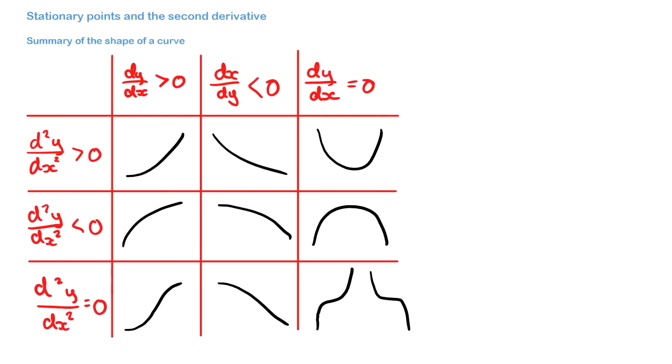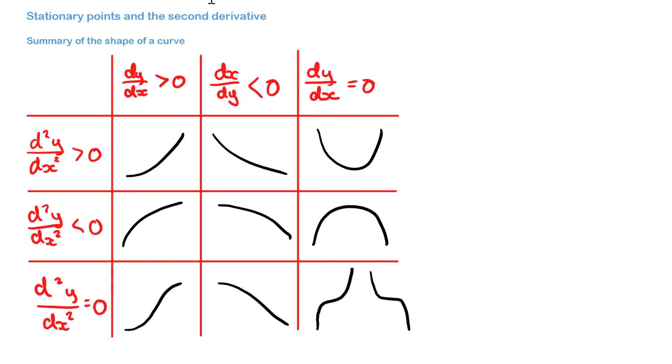In this video, we're looking at stationary points and the second derivative. On your screen, you can see a summary of the shape of a curve in relation to the first derivative and the second derivative. A graph with this kind of shape has a first derivative that is greater than 0, but also a second derivative that is greater than 0.